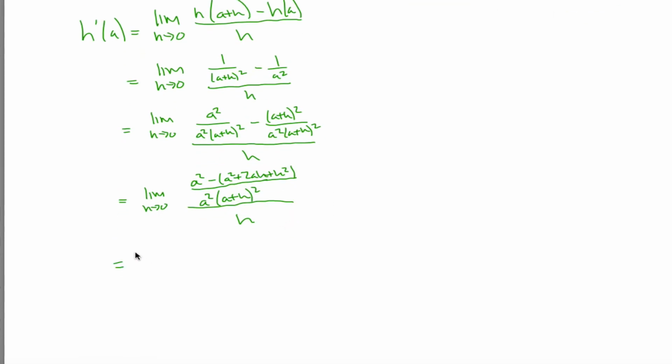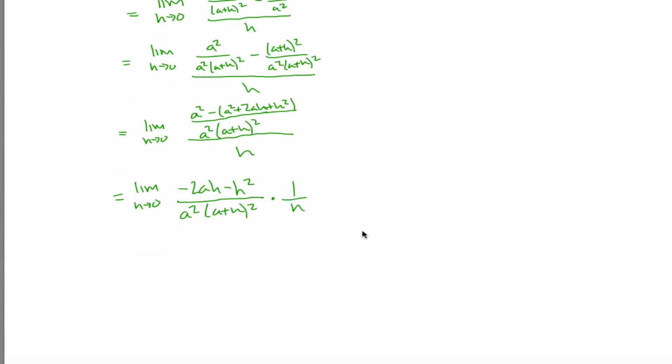And a nice thing happens when you do that. a squared minus a squared just cancels out, so I'm left with negative 2ah minus, I bet a lot of people forget that minus, h squared, divided by a squared times a plus h squared, times, instead of divided by h over 1, I'll multiply by 1 over h. If you factor out an h from each of these two terms, you can cancel it out with this h down here and call this negative 2a minus h over a squared times a plus h squared.